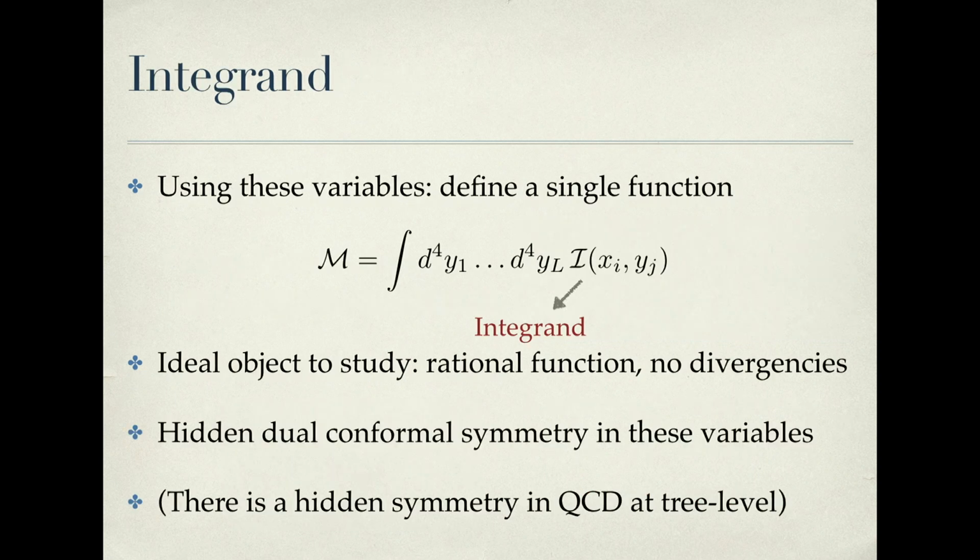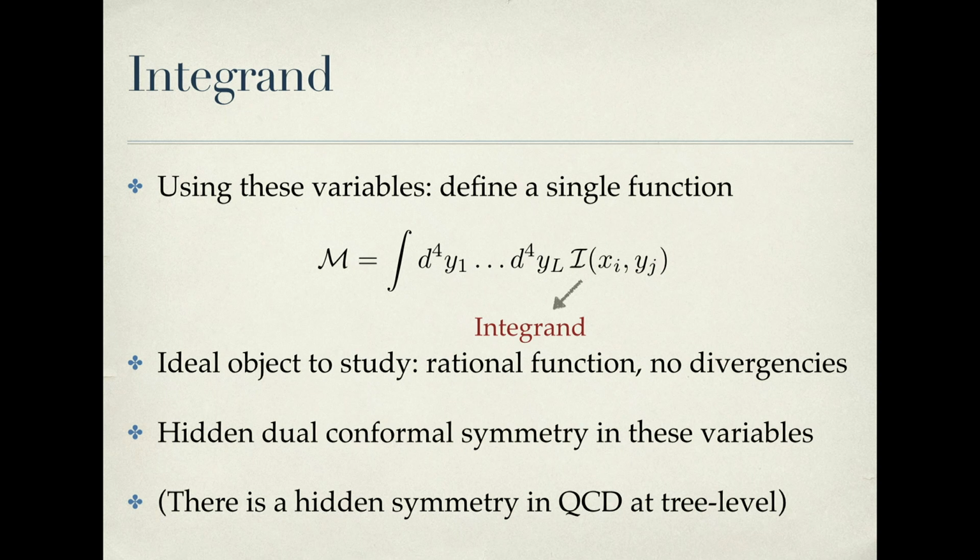Now, that we can do in any planar theory, even planar QCD. That just depends on planarity. And using these variables, at loop level, we get a single, unique, well-defined function. At tree level, it's directly the tree level amplitude. There is no integration done.